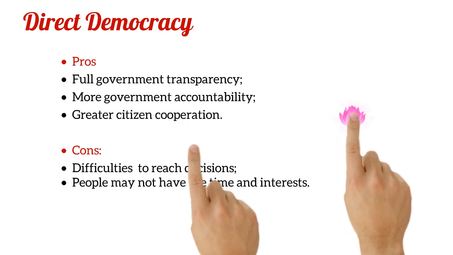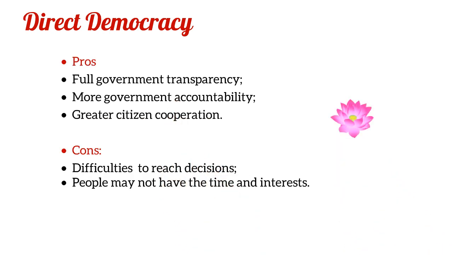There are some pros and cons of having a direct democracy. The pros include full government transparency, more government accountability, greater citizen cooperation. The cons include it may not be very efficient, since people have difficulty reaching decisions due to diversity in interests and demands. People may not have the time and interest in getting involved.